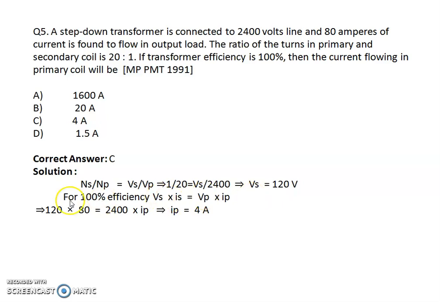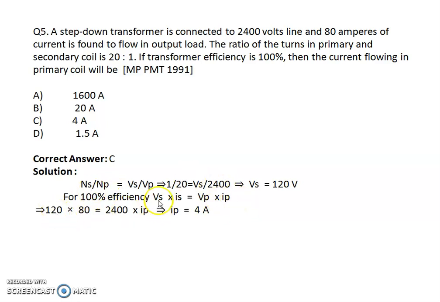Then for 100% efficiency, we have seen the formula for efficiency: output power upon input power into 100%. So if the efficiency is 100%, it means that output power is exactly equal to the input power. My output power is VS into IS, that is voltage in the secondary multiplied by current in the secondary coil, and it should be equal to primary voltage multiplied by the primary current.